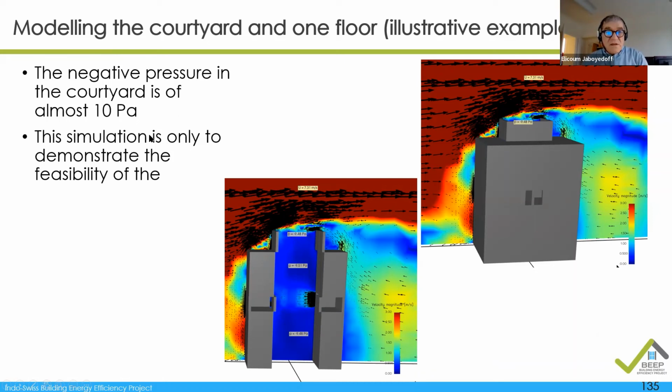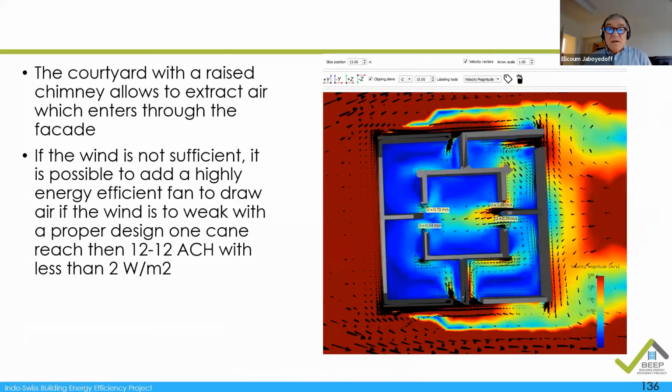The simulation is only to demonstrate the feasibility of such an approach, but it shows that you can really create a quite important negative pressure, if you have sufficient wind velocity, by using the velocity which is above the roof of the buildings. By doing that, the courtyard with a raised chimney above the roof allows extracting the air that enters into the flats. You can see here the air going out. Of course, this is not a final design. It is just to look at how this happens.